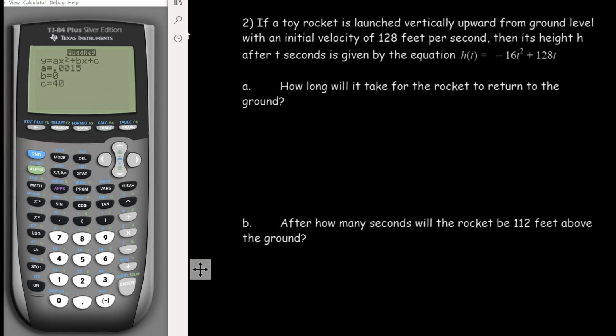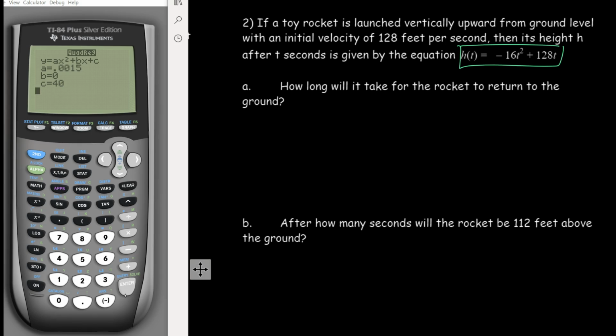If a toy rocket is launched vertically upward from the ground with an initial velocity of 128 feet per second, then its height h after t seconds is given by the equation. Oh, so they already give you the equation. How nice of them. How long will it take for the rocket to return to the ground? So it's asking at what t value will the rocket return to the ground?